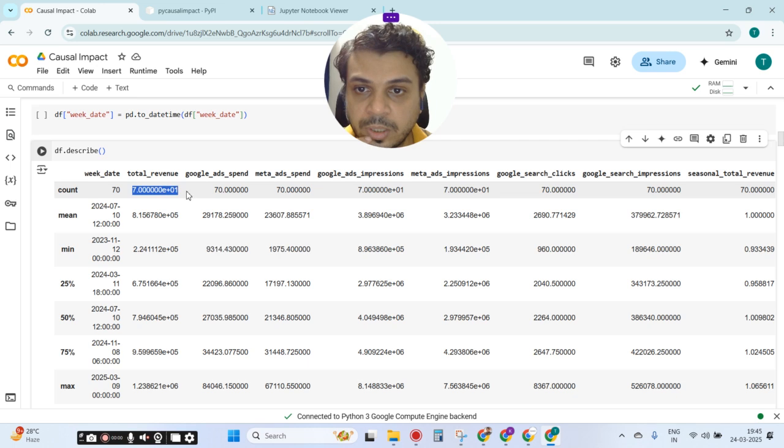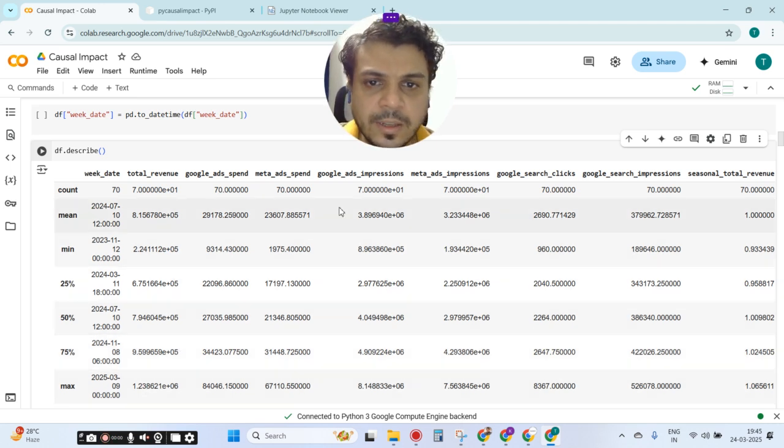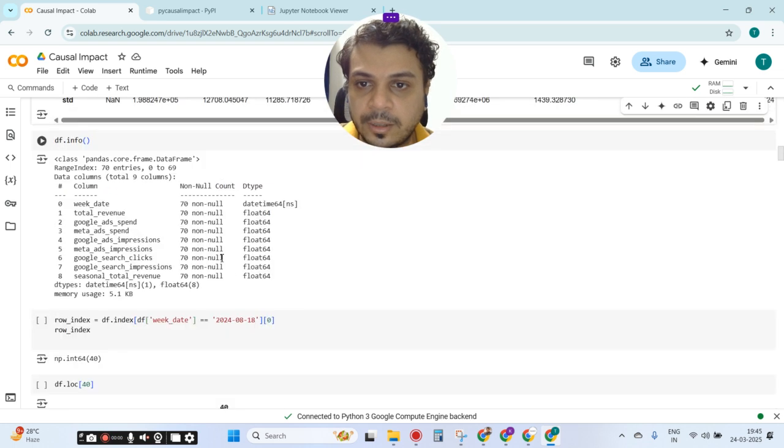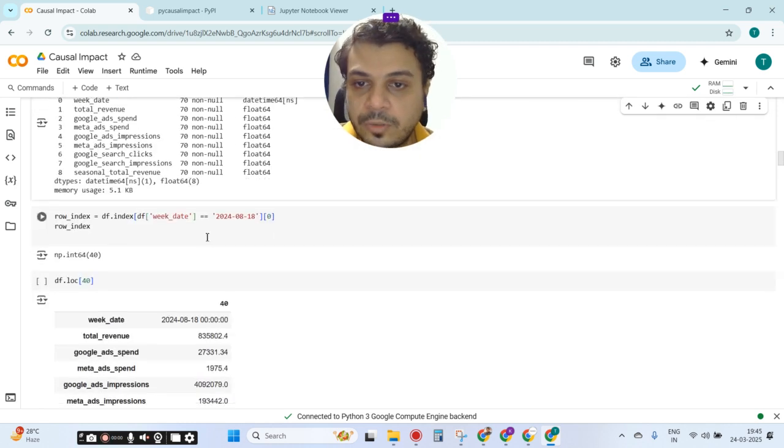Let's look at revenue also. Obviously, this is 10 to the power 5. So that's the mean, and the minimum has gone down almost to 2.24, and the max is also pretty much on the higher side. So this is how the overall data set looks, and there's no null value here, like I said, basically it's already been cleaned. This is weekly aggregated data, and there's no null value here.